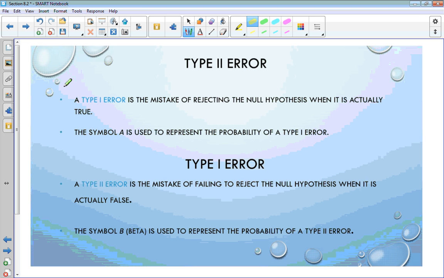Then we got to talk about errors. We kind of mentioned errors a few minutes ago, but there's a type 1 error and a type 2 error. Type 1 error is the mistake of rejecting the null hypothesis when the null hypothesis is really true. We use the symbol A or alpha to represent that probability. A type 2 error is the opposite. It is the mistake of failing to reject it when we should have. So that is B or beta, and it's used to represent the probability of a type 2 error.